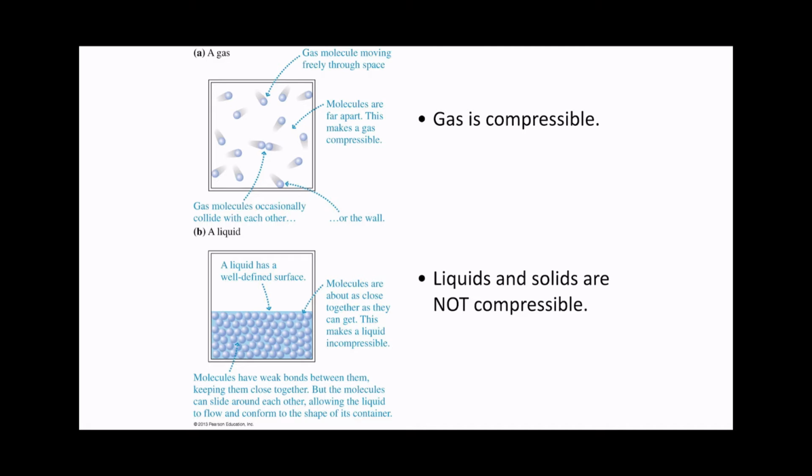When we look at gas molecules, we can see that they move freely throughout space. They generally don't interact with each other except for occasional collisions with each other or the walls, as you can see in the top figure here. One of the main differences is that gas is compressible. And this is due to the fact that the molecules are so far apart, there's lots of room for them to be squished closer together.